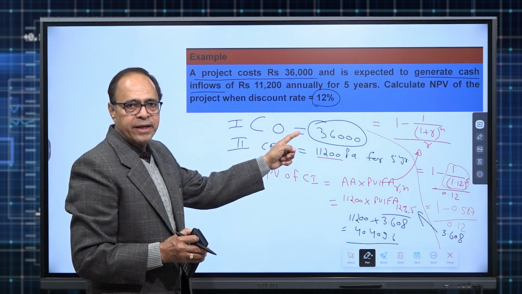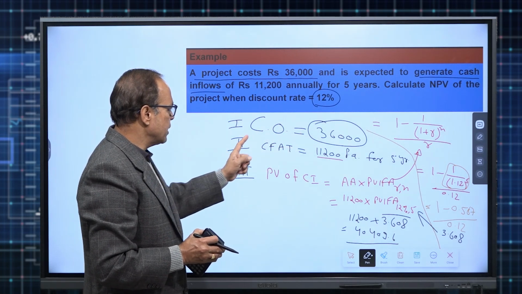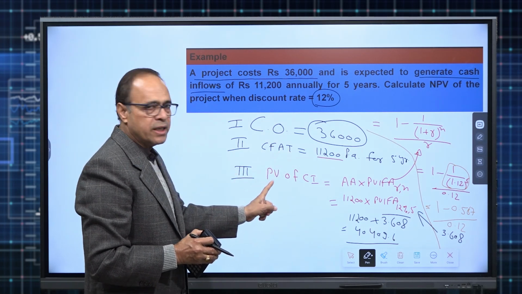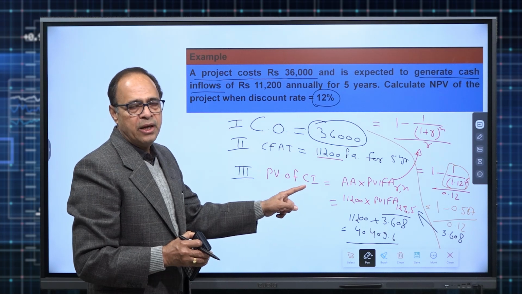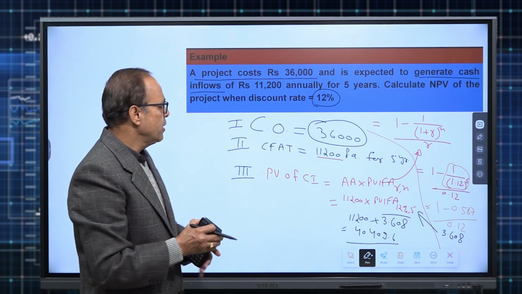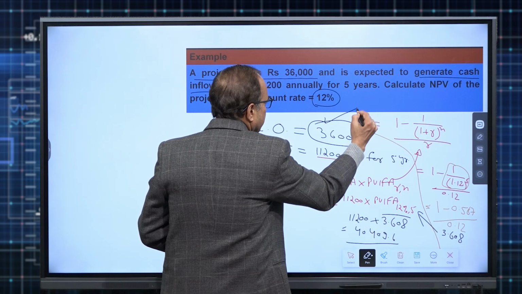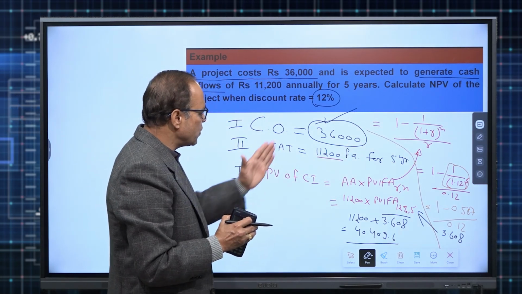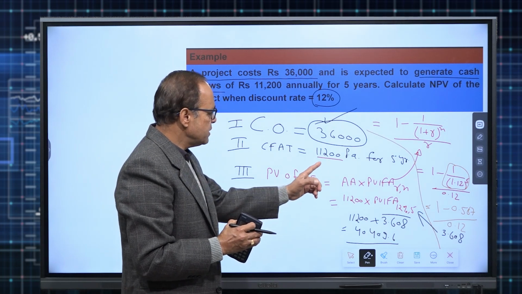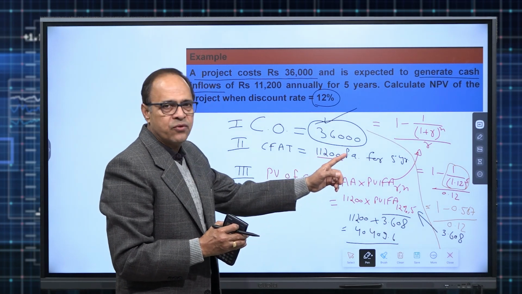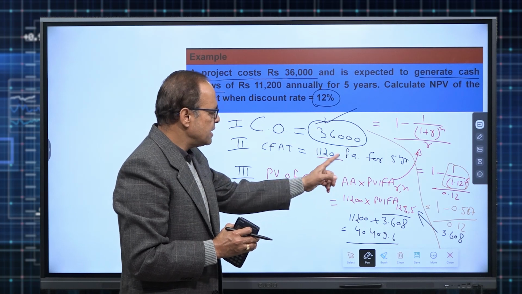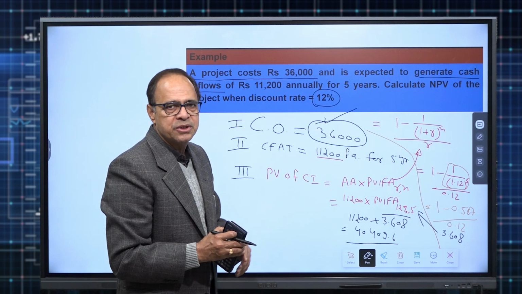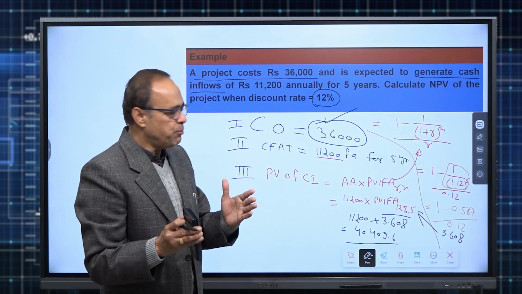Step number 1, calculate cash outflow. Step number 2, calculate cash inflow which were given to us. Step number 3, we calculated present value of cash outflow as well as present value of cash inflow. Present value of cash outflow remains the same, 36,000, because it is being spent at 0 time. However, inflow comes in future. Since 11,200 is received every year for 5 years, we get it as an annuity. Present value of that annuity is 40,409.6. Now the last step, NPV.